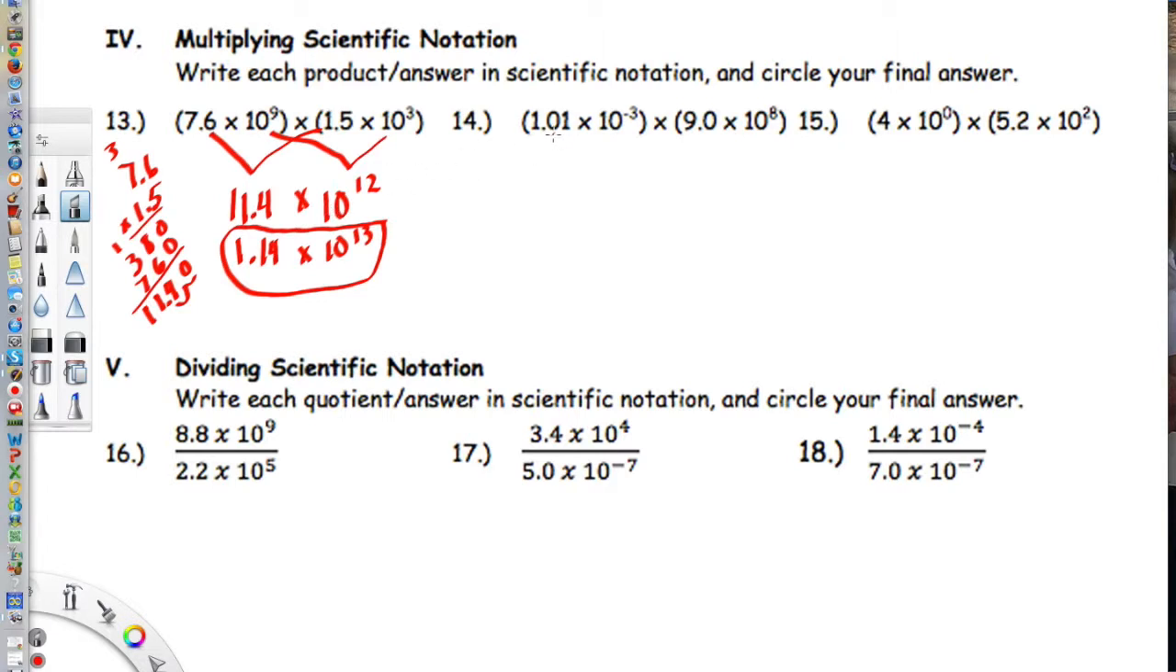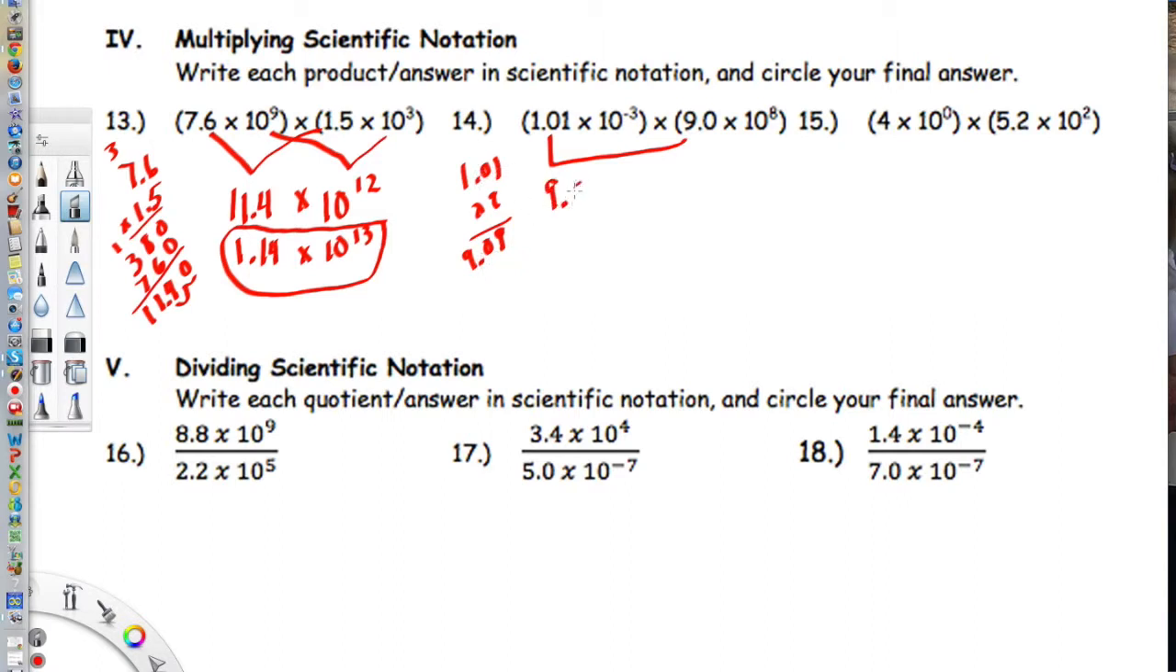Let's look at number 14. Number 14, same thing. I start out by multiplying like terms, coefficient times coefficient, which is 1.01 times 9, which would simply give me 909. I have 2 decimal places in my problem, so I should have 2 in my answer.